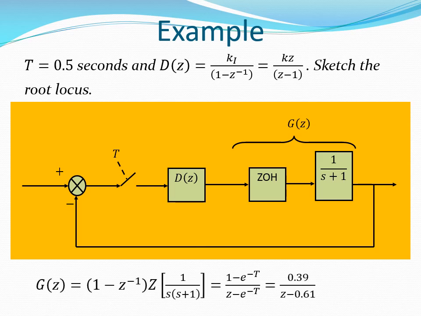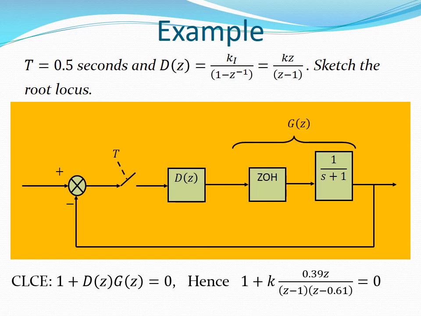First, we obtain G(z), the TF of the process, preceded by a zero-order hold DAC. It works out as 0.39 over z minus 0.61. The closed loop characteristic equation can be worked out from 1 plus D(z)G(z) equals 0. Hence, we obtain it as 1 plus K times 0.39z over (z minus 1)(z minus 0.61) equals 0.